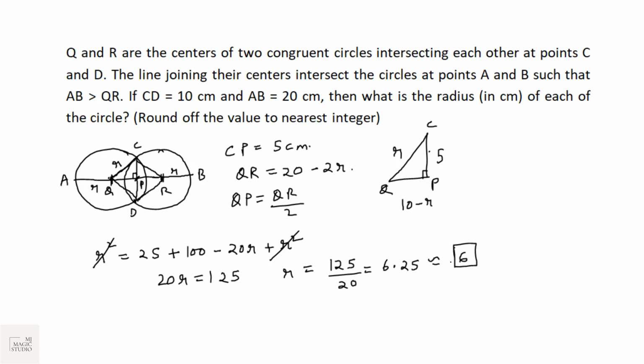Since it is type in the answer format, we are not going to type in centimeter, no decimal, only the whole number. Since it is 0.25, less than 0.5, if it is 0.5 or less, we'll take the lower value. If it is more than 0.5, I'll take the higher value. So in place of 6.25, I'll type in 6, and that is the radius of the circle.